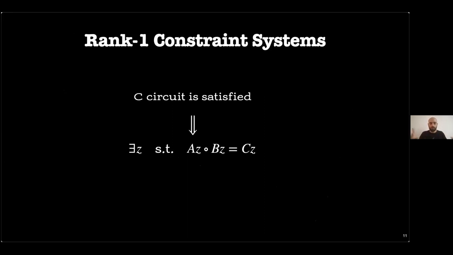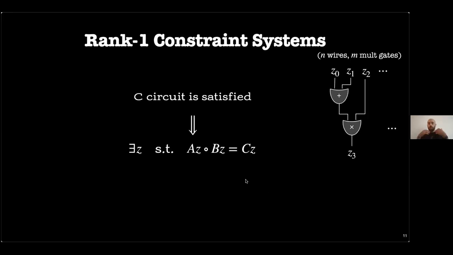In particular, if I have a circuit C, then there exist matrices A, B, and C, for which there is a Z. If I know an input, then I can find this Z such that this relation is satisfied. What does it mean? I guess you're going to go on to this later, but are you assuming that these matrices are going to be sparse? Yeah, I will be assuming that these matrices are going to be sparse.